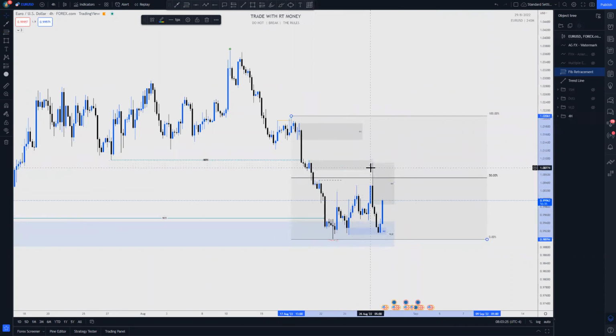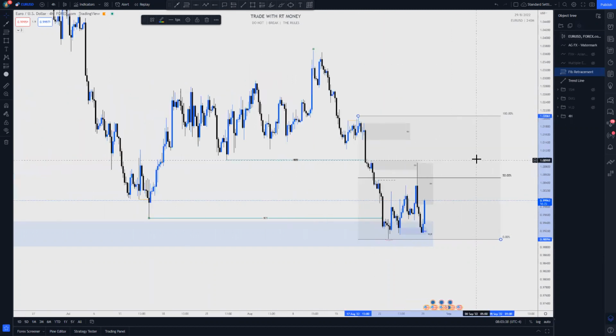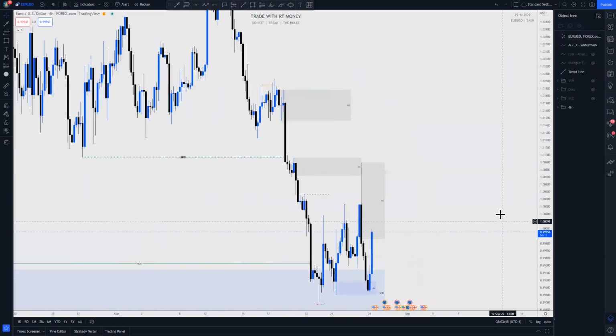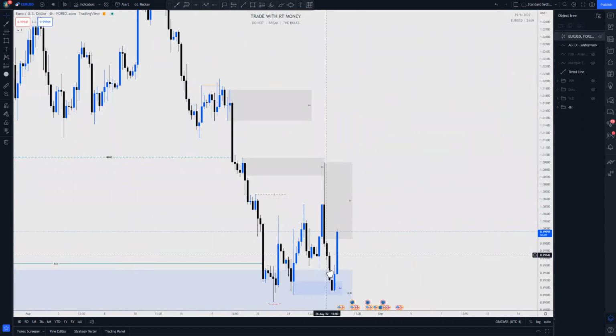If you took this short from here, hey man, you should be laughing all the way to the bank. I would have been happy to take one here. And we did take shorts here, but that's beside the point. The point is, it created a 4 hour zone there. Let me get rid of this. It created a 4 hour zone that price responded to, came back down, breaking the internal market structure, and we found ourselves bouncing at this zone of demand.